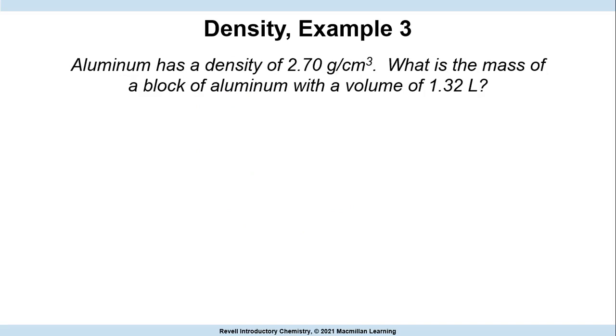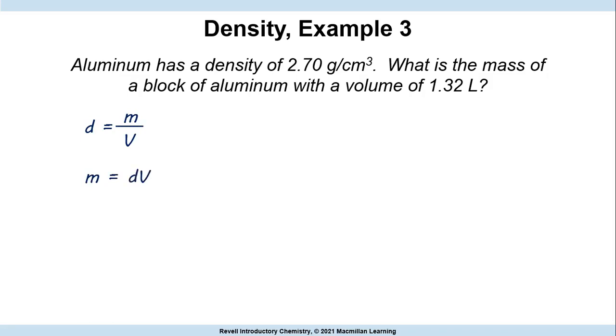Now, here, let's look at aluminum, which has a density of 2.70 grams per cm cubed. What is the mass of a block of aluminum with a volume of 1.32 liters? So here we have the density, we have the volume, and we are looking for mass. So we start by stating the formula of density. Density is equal to mass over volume. If we are looking for mass, mass will be equal to density times volume.